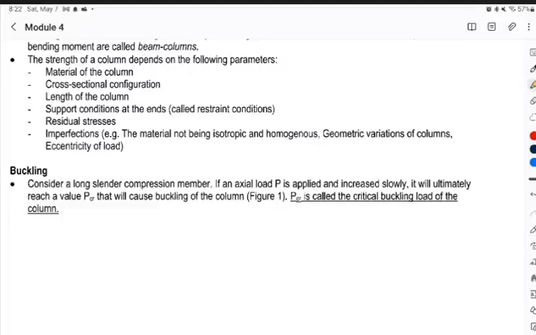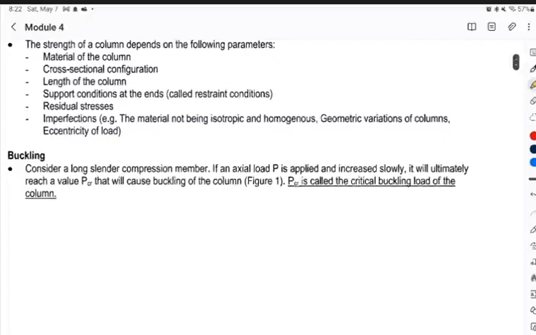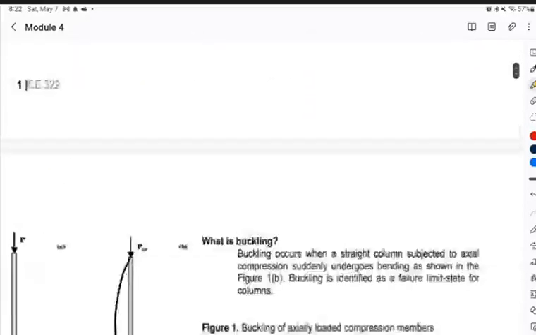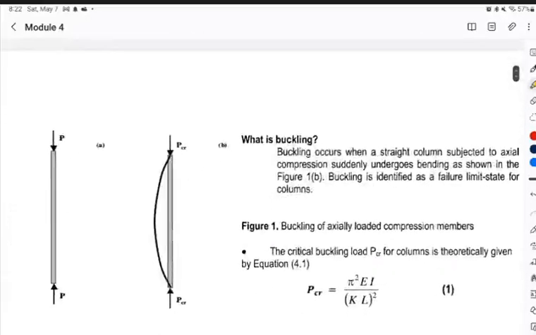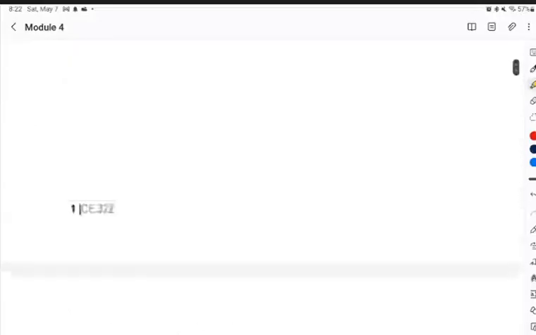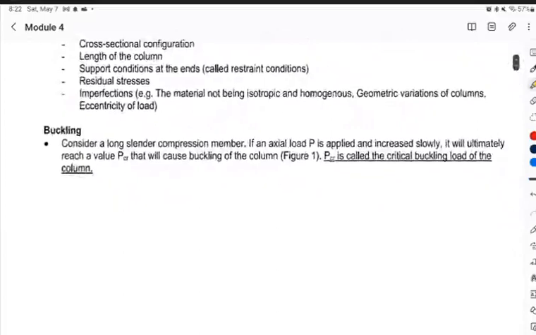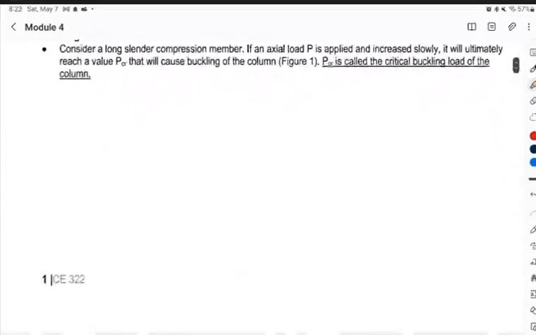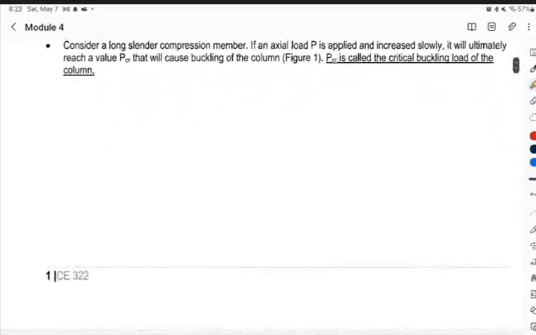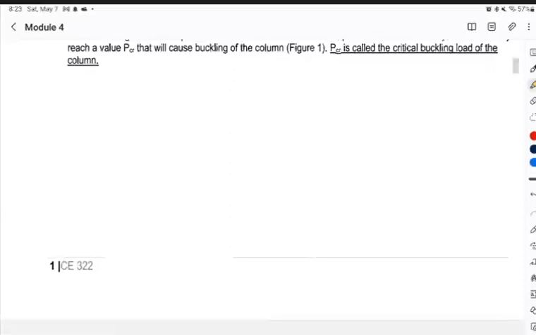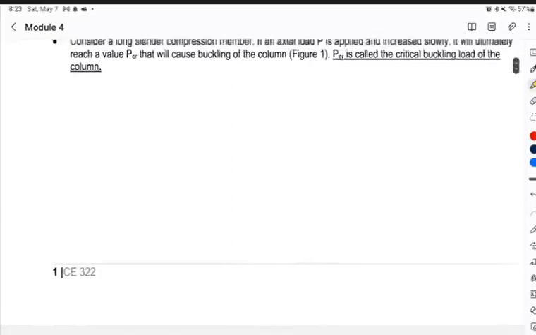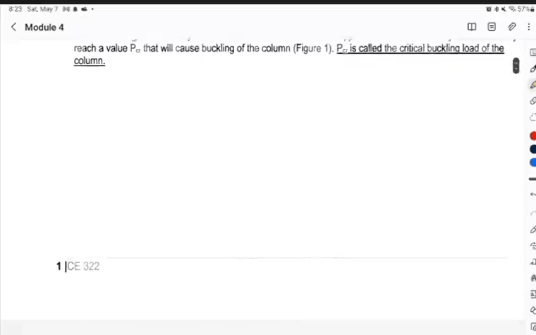Now we have buckling. So if we consider a long, slender compression member, ito yun, no? If this is a long and very slender, and if an axial load P is applied and increased slowly, it will ultimately reach a value PCR that will cause buckling of the column.